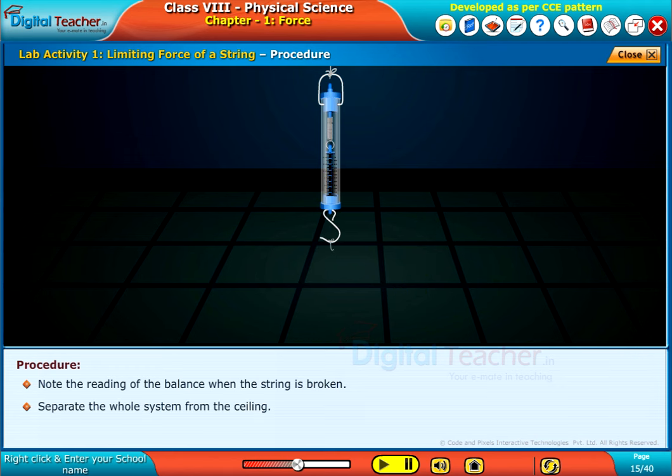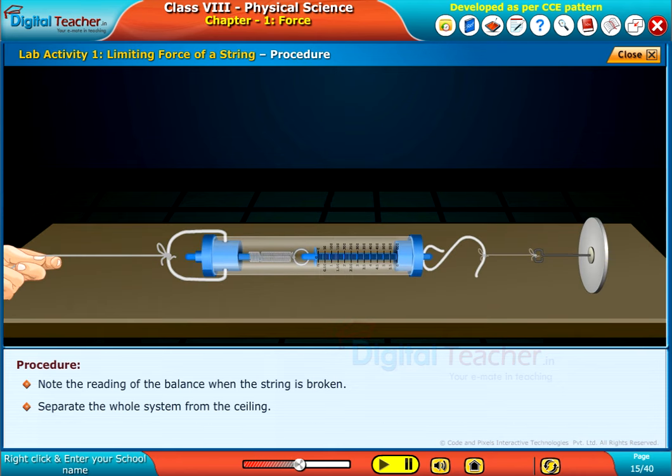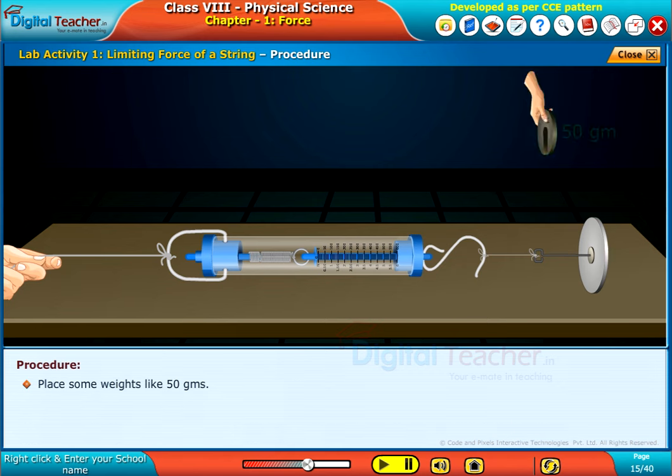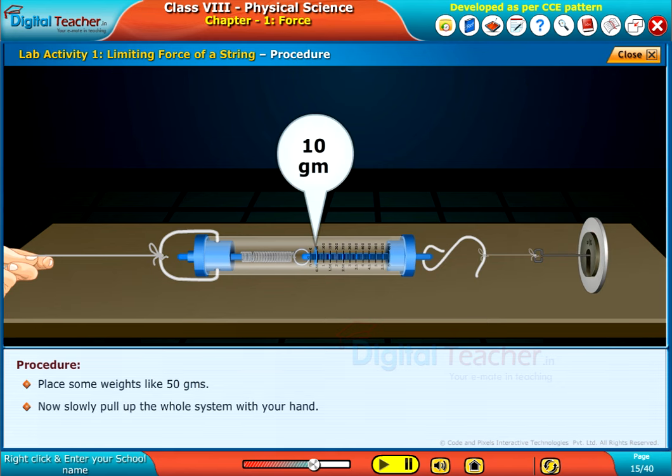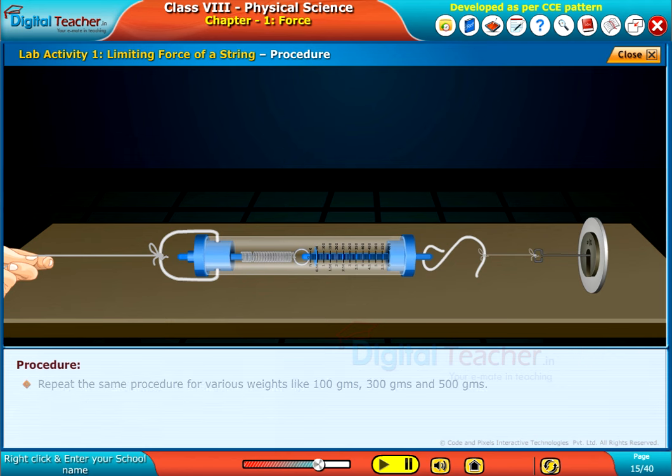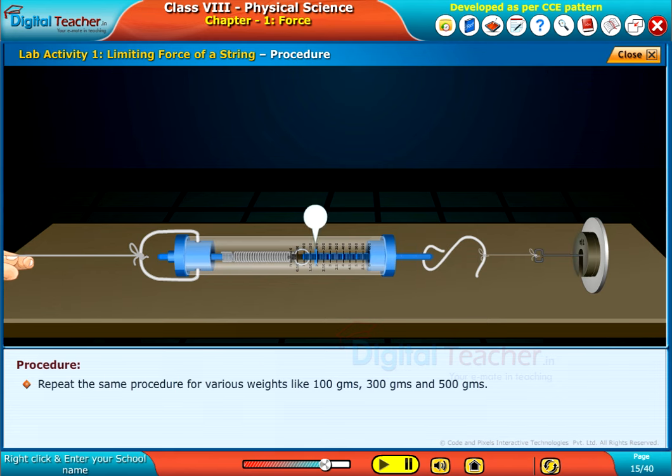Separate the whole system from the ceiling. Now take another string and tie its one end to the weight hanger and the other end to the spring balance. Place some weights, like 50 grams. Now slowly pull up the whole system with your hand. Note the readings. Repeat the same procedure for various weights like 100 grams, 300 grams and 500 grams.